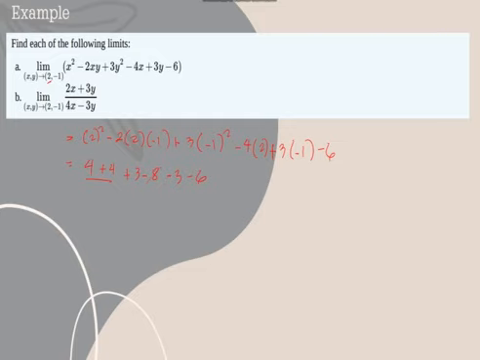4 and 4 is negative 8. Mas 0 na. 3, 3. So our result would be negative 6.